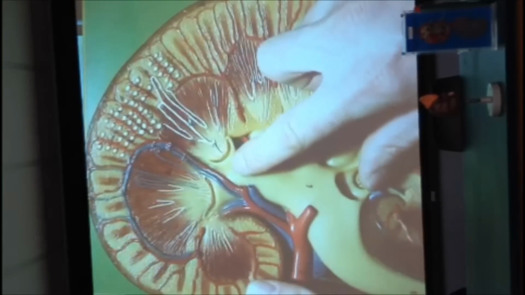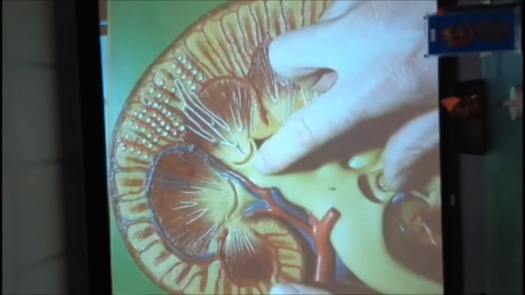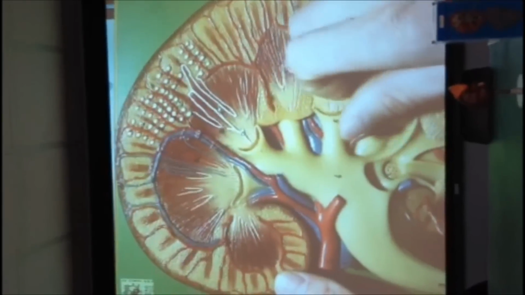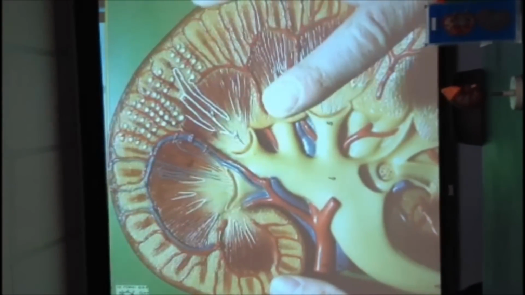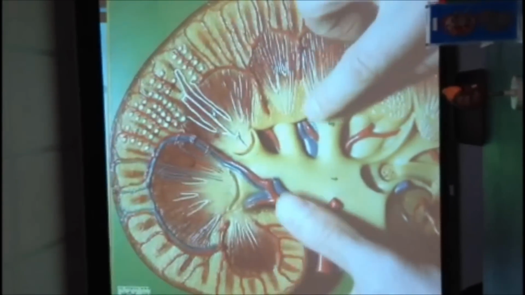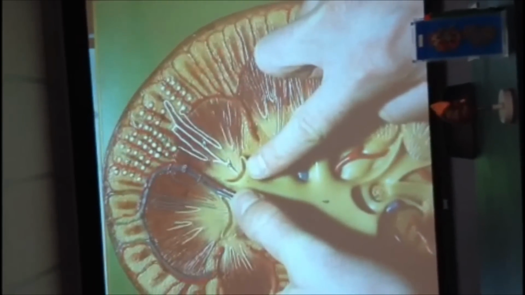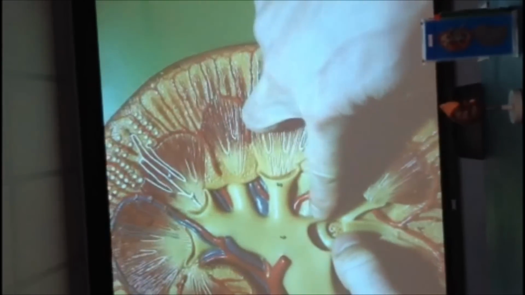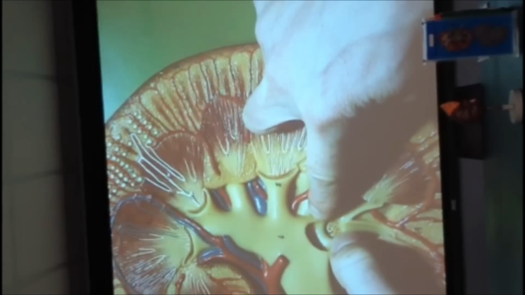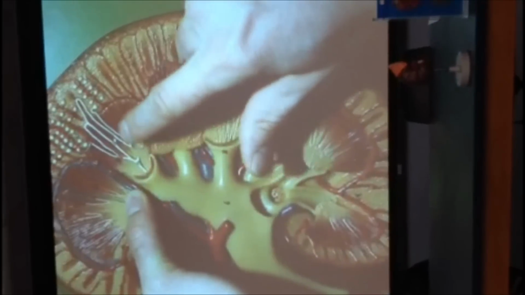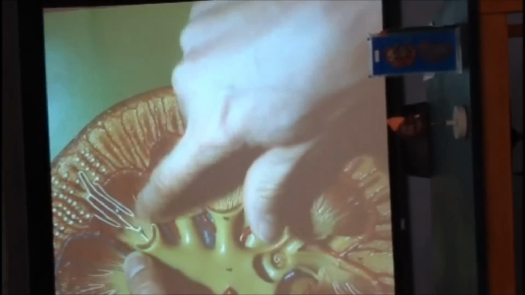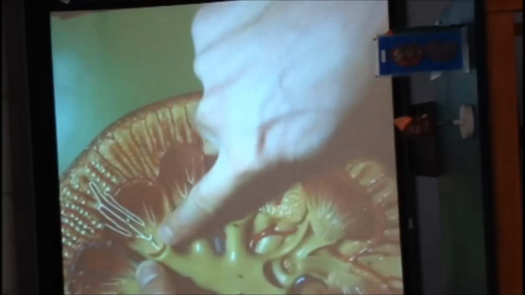This is called a calyx. C-A-L-Y-X. Calyx. And there are two types of calyx. There are minor calyx, and there are major calyx. The minor calyx drains urine away from one renal pyramid. See how that's renal pyramid? It drains into this tubule. That's a minor calyx.